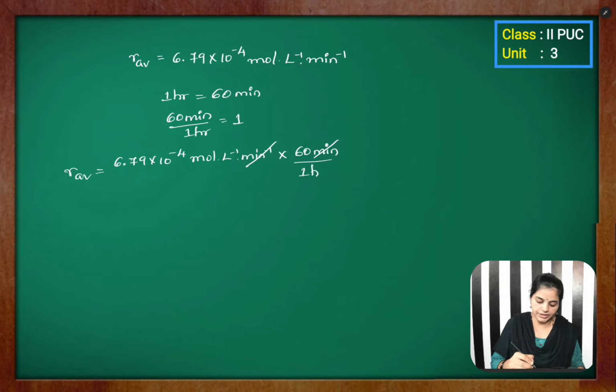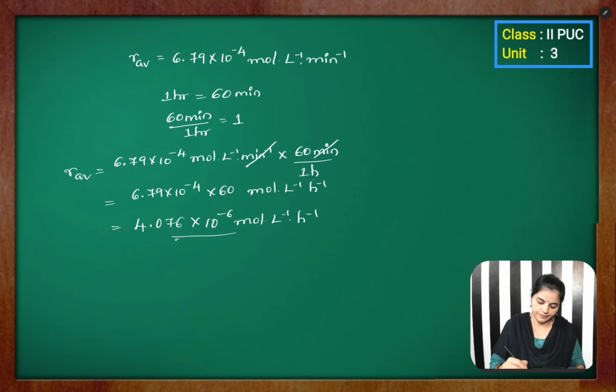So now this average rate is equal to 6.79 into 10 to the power minus 4 into 60. The remaining units, let's write, it's mole per liter. This hour from the numerator will go to denominator, that is hour inverse. So this is equal to 6.79 into 60, which is equal to 4.076 into 10 to the power minus 6 mole per liter per hour. This is the unit in terms of hours.